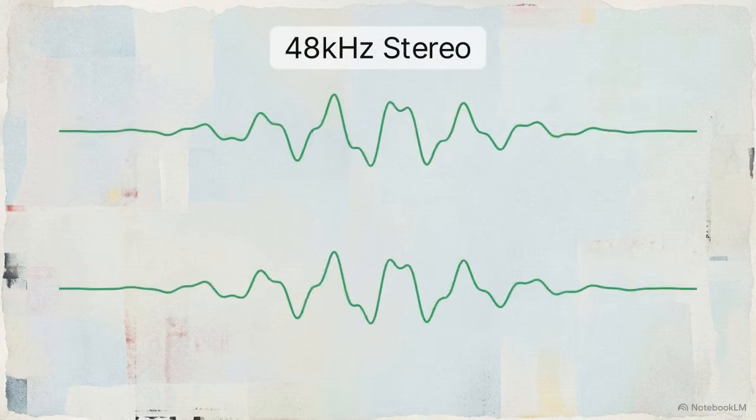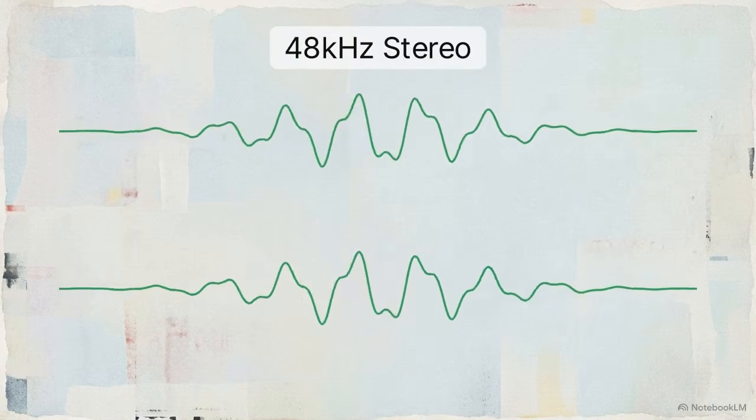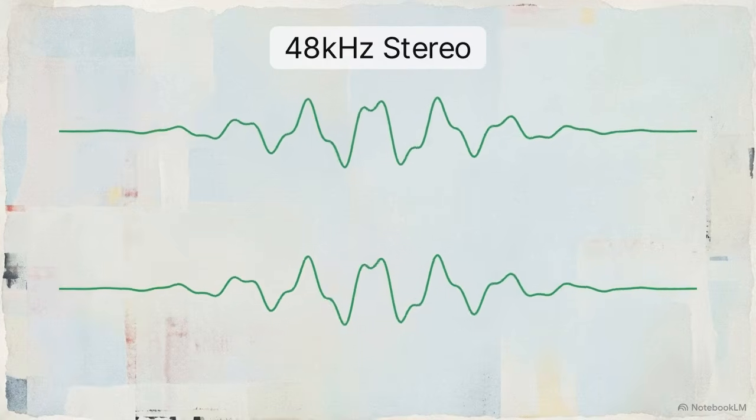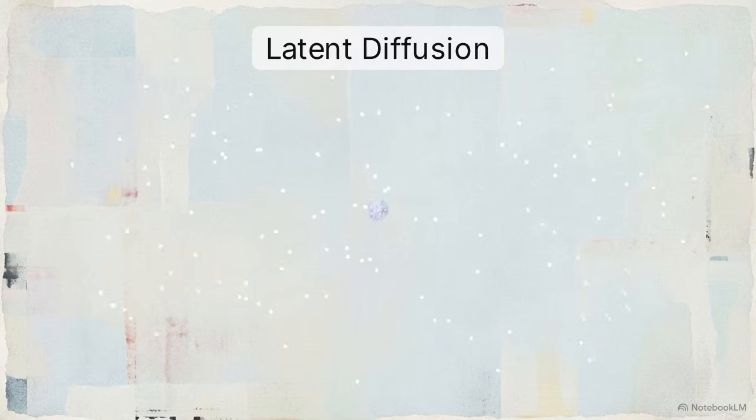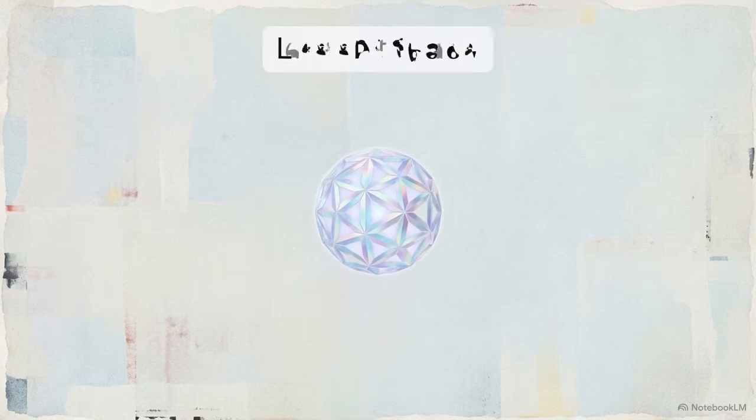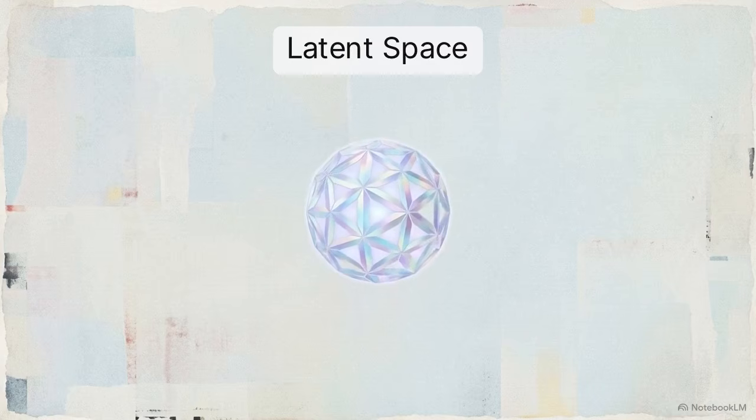This system generates up to 3 full minutes of composition, delivered in studio-grade 48 kHz stereo audio. To see how it achieves that duration, we look at this animation of latent diffusion. Notice these scattered audio data points compressing into a dense core.